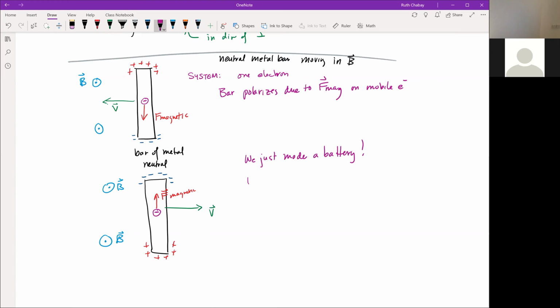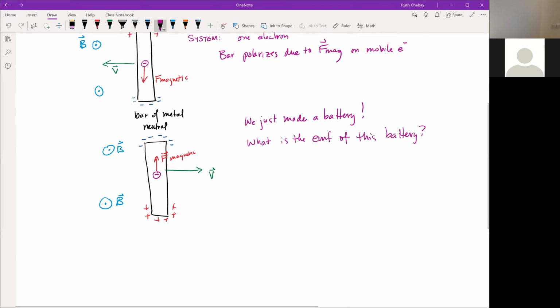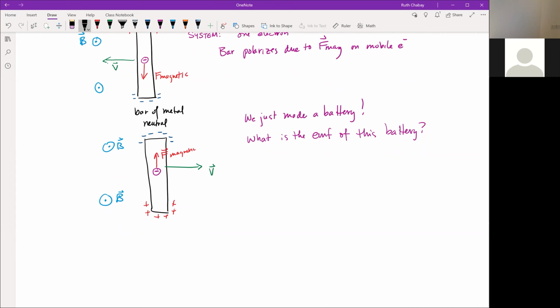We could ask, what is the EMF of this battery? And what good is it? What can we do with it? And indeed, we'll be able to calculate its EMF, and this whole phenomenon is called motional EMF.